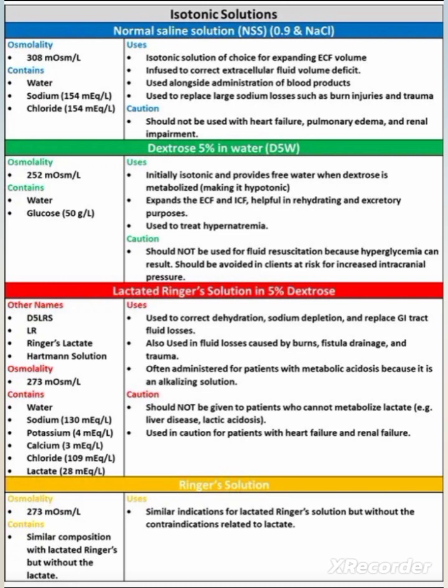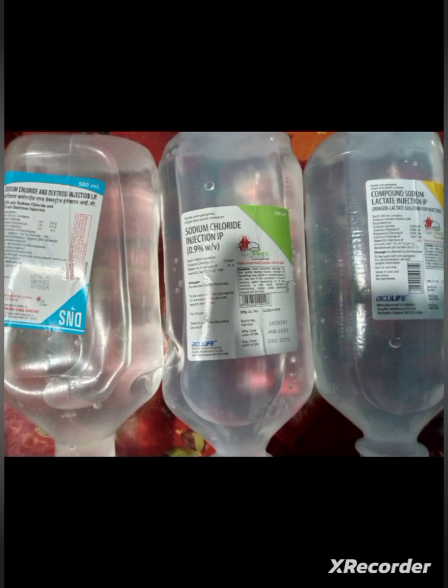Then Ringer solution means there is no lactate. The osmolality is the same, 273 milliosmoles per liter, and it has almost the same composition as lactated Ringer solution, but lactate is not there in Ringer solution. So that's regarding the isotonic solution. These are all examples of isotonic solutions. In this picture you can see sodium chloride 0.9 percent, compound sodium lactate injection, that is Ringer lactate, then DNS.